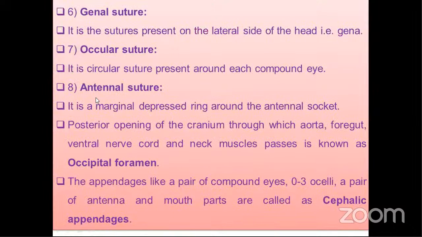Next, genal suture is there, which joins the gena. Ocular suture is there; it is present around the compound eye. Antennal suture is there; it is present around the antennal socket. So these are some important terminologies.